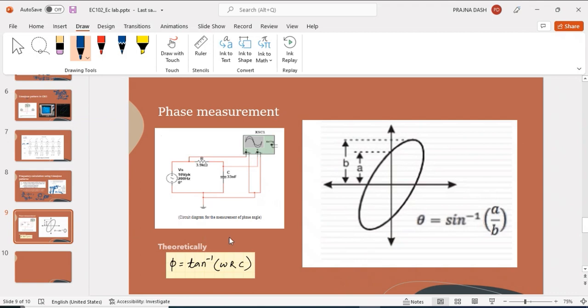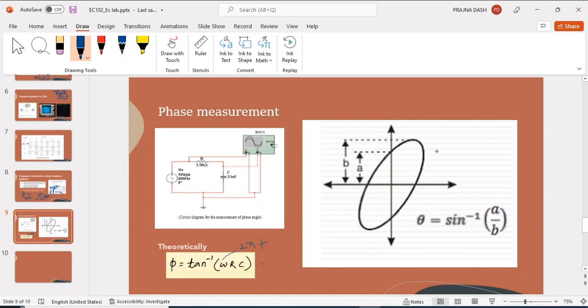So for that case, we can easily verify for this circuit, if you calculate theoretically the phase difference of both the signals, this phi will be tan inverse omega RC. Omega is your angular frequency, that is 2 pi f. So take the frequency of the input signal, and put in the resistance value and capacitance value. By putting this in theoretically, we can calculate the phase difference, and verify whether this theoretical value is closer to your practical value or not.